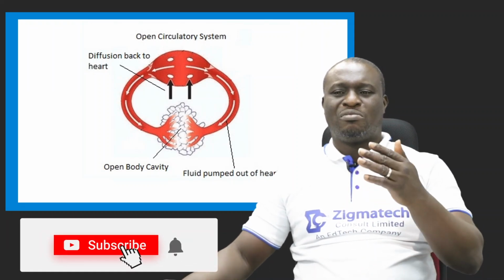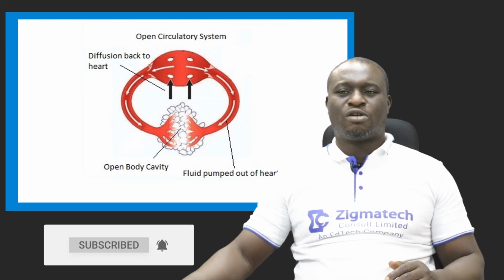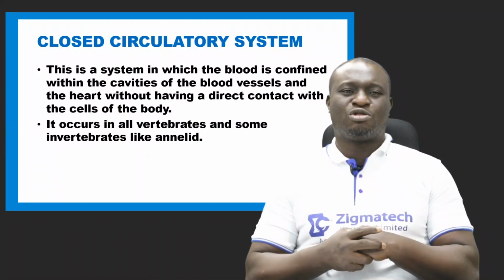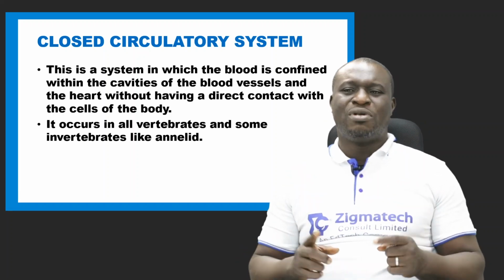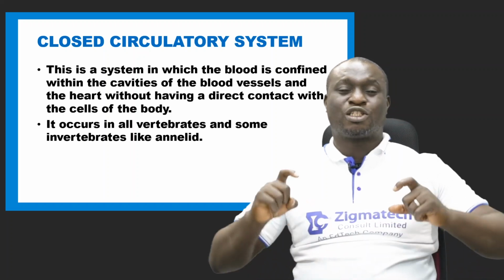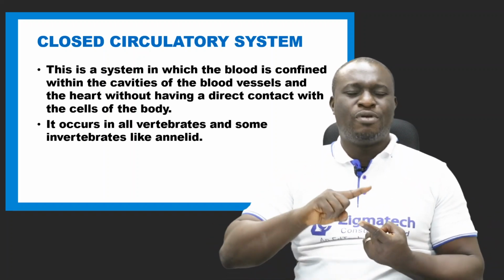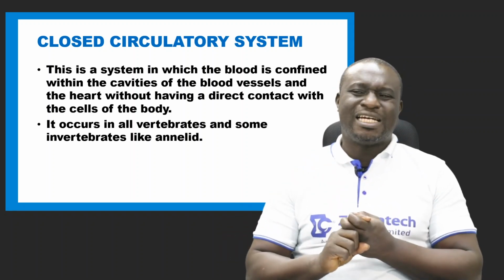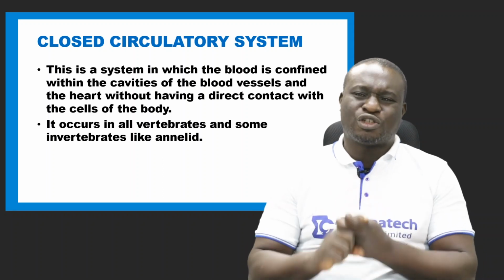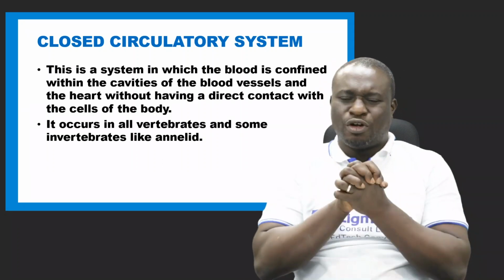We have an open circulatory system there. Now, closed circulatory system. It is a system in which blood is confined, please note this, within the cavity of the blood vessels and the heart without having a direct contact with the blood cells of the body. There is no direct contact with the blood cells.